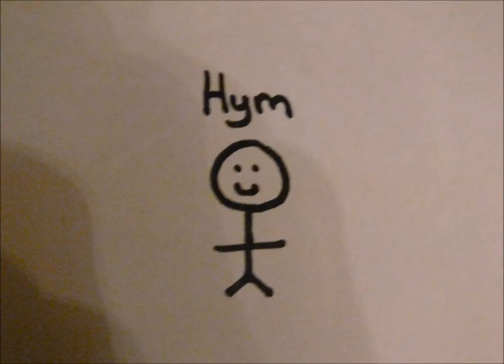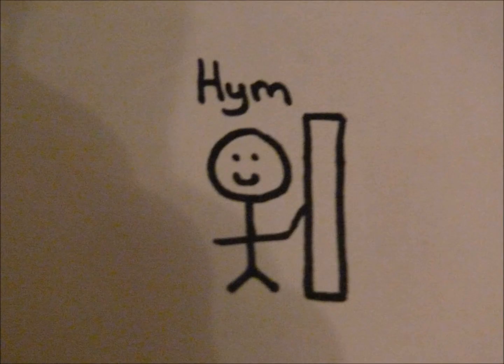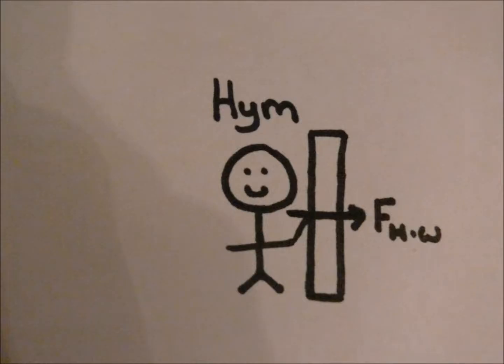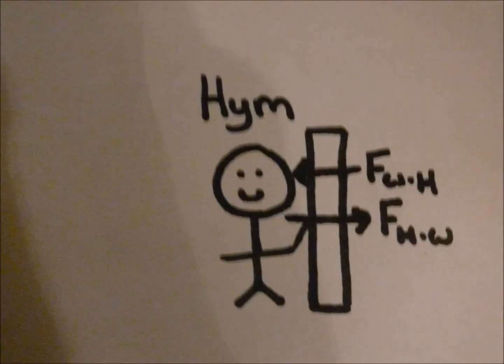Newton's third law states that for every action force, there's a simultaneous reaction force equal in magnitude but opposite in direction. In other words, when you push on an object, the object pushes back on you with the same force. Him is pushing on the wall with an applied force, and for him not to fall through the wall, the wall must push back on him with an equal and opposite force.